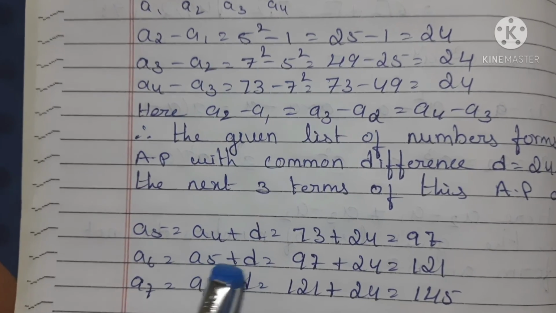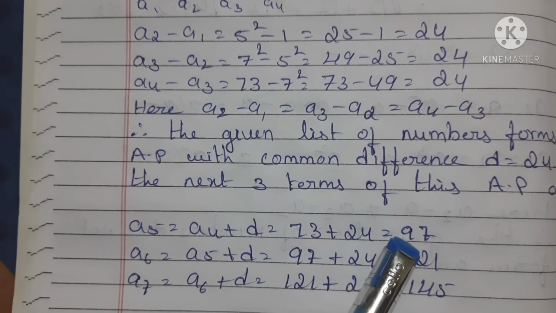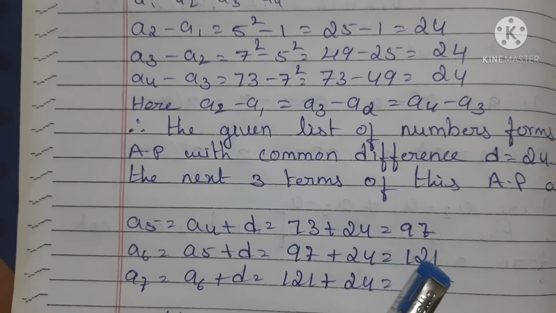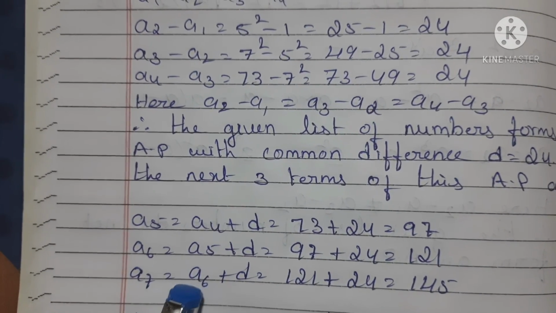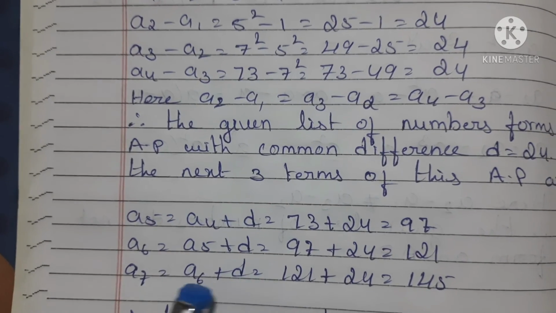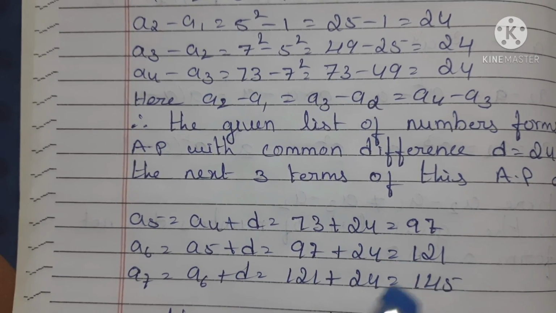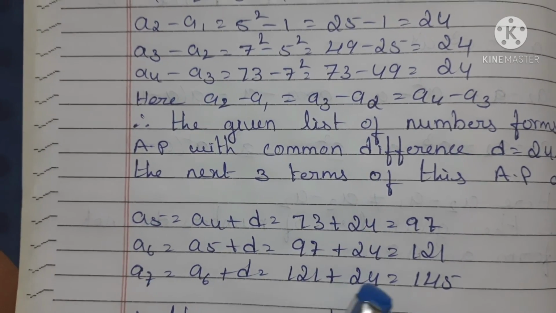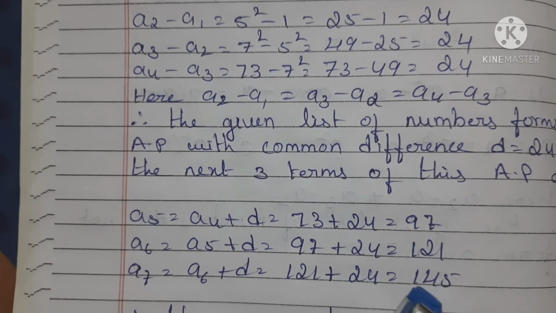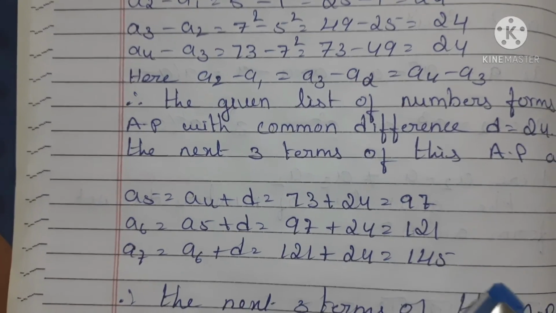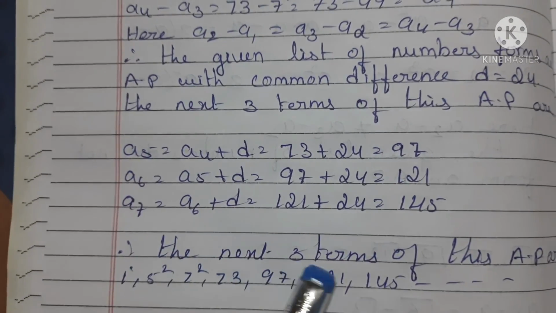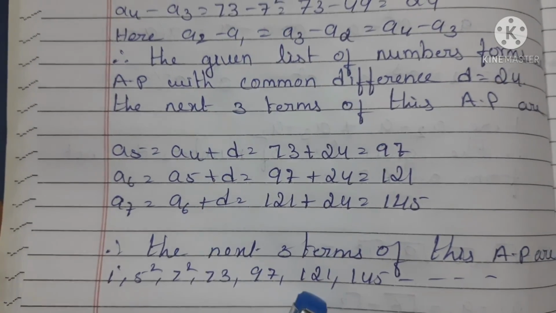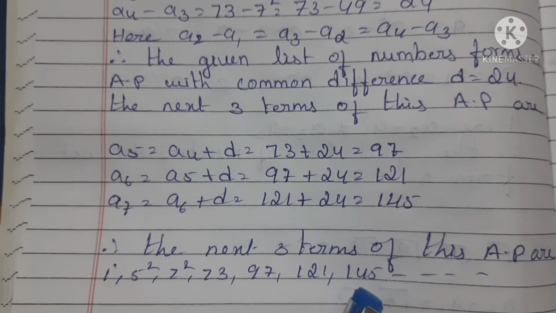A6 is equal to A5 plus D. A5 value 97 plus 24. 97 plus 24 is 121. A7 is equal to A6 plus D. A6 value 121 plus D value 24. 121 plus 24 is equal to 145. Now, the next three terms of this arithmetic progression are 97, 121, 145.